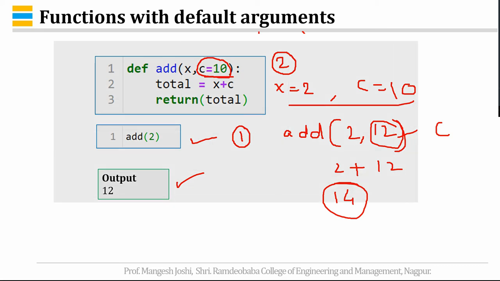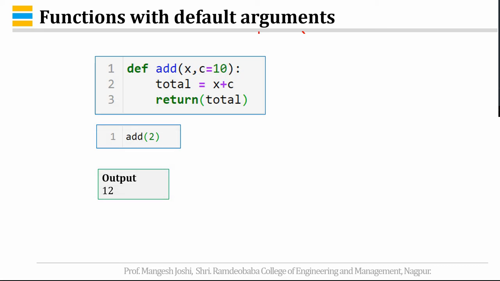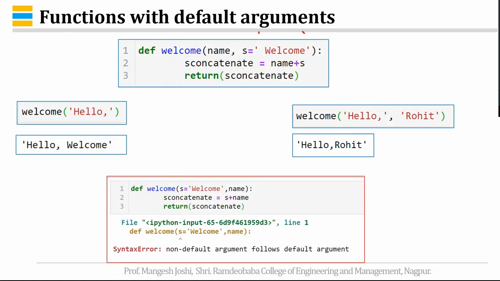Similarly, this was an example of integer type variables. Now we will have an example of string type variables. What has been done here is that a welcome function is defined. The name is one argument and the second argument is a default argument, that is s is equal to welcome, the default string. Then a variable concatenate is equal to name plus s, and I am returning this variable. This is the function definition.